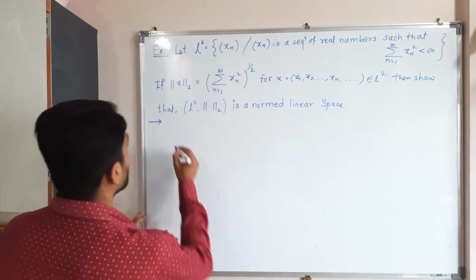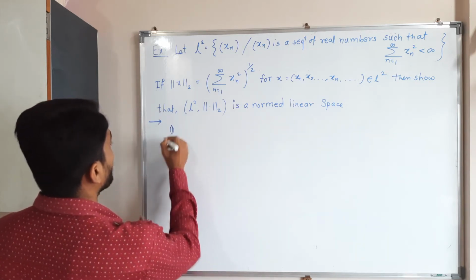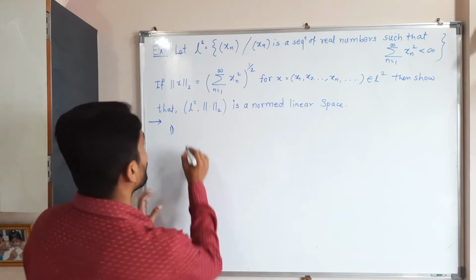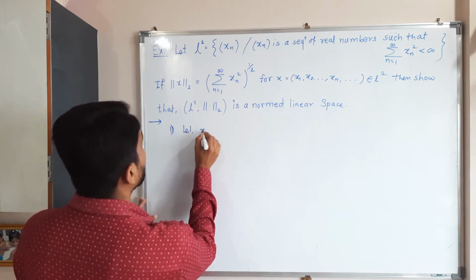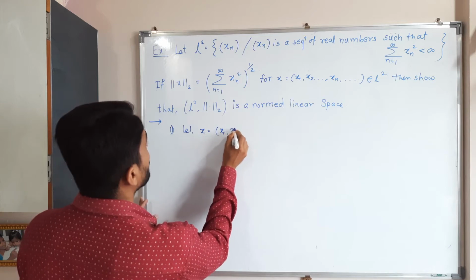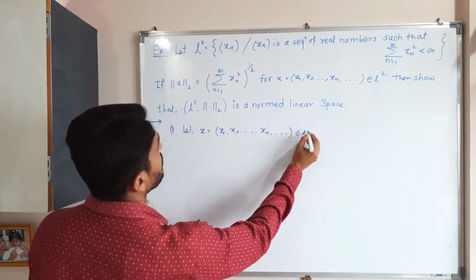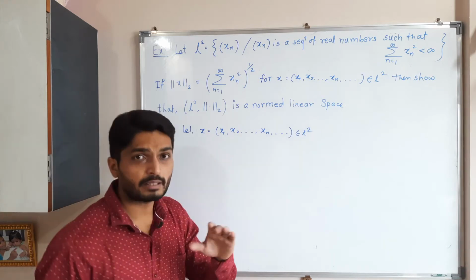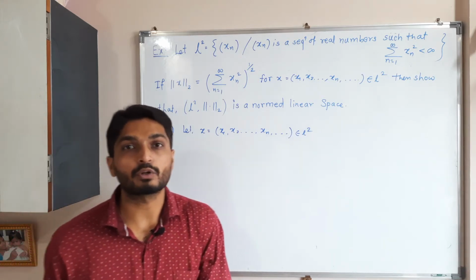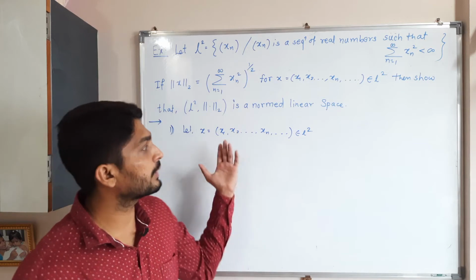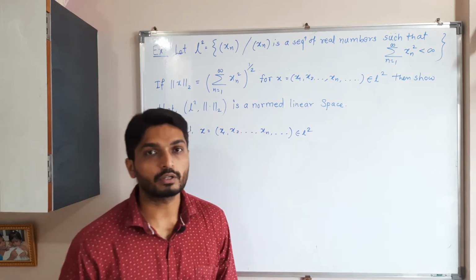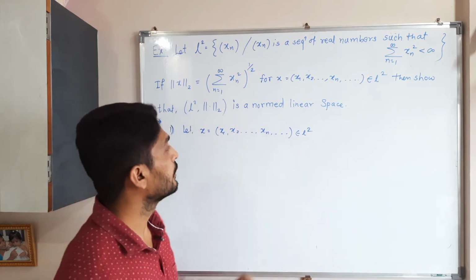So let us start to prove the first property. For that we have to take one element. I am taking x equal to x1, x2, and so on, xn, and so on, which belongs to L2. It is just like Rn, but in Rn there are a finite number of elements, n elements, but here we have an infinite number of elements or coordinates.